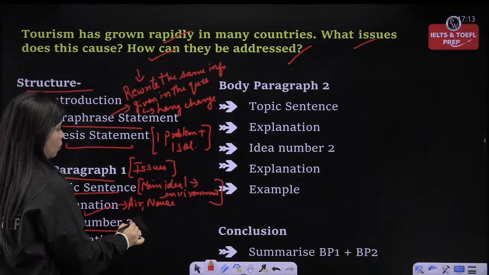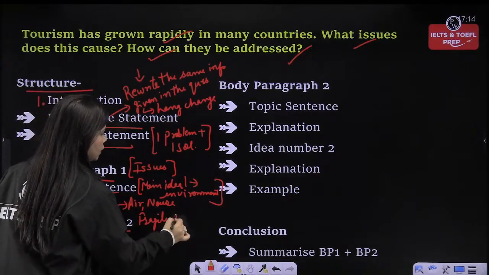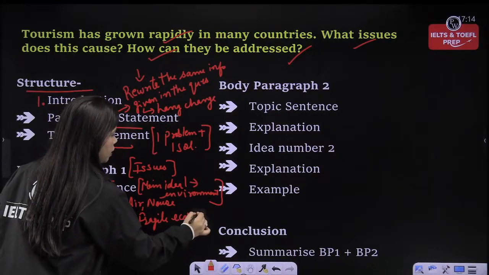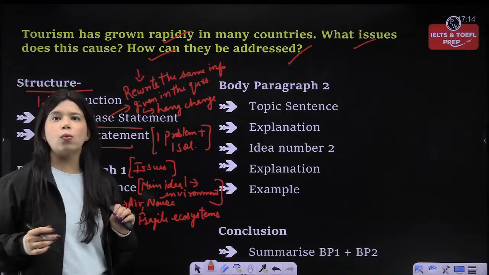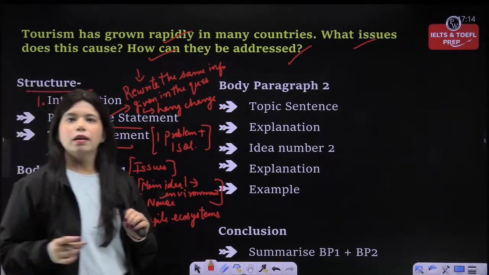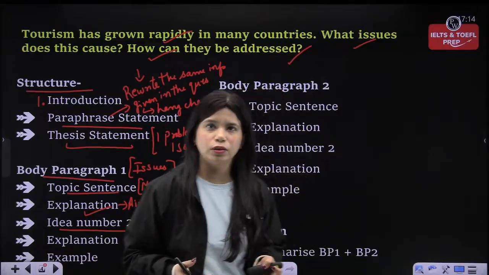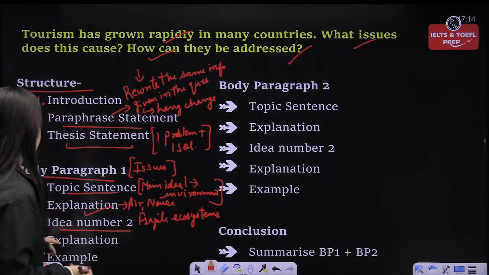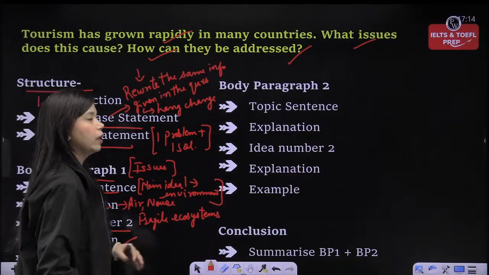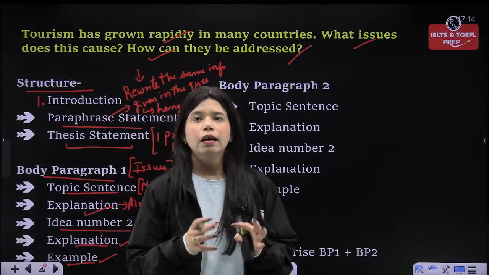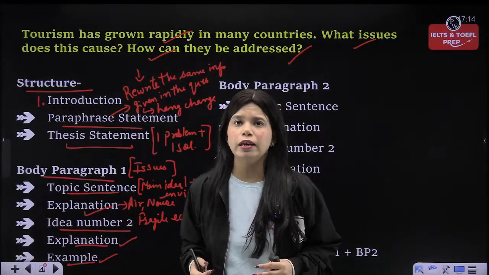Idea number 2 was about fragile or sensitive ecosystems which cannot bear the pressure of construction activities that are required for tourism, construction activities like building hotels and resorts. Okay, and then we need to explain that with a relevant example. And I have done all this in my essay. If you want to see the entire thing that I'm explaining here, it starts from the very next slide.